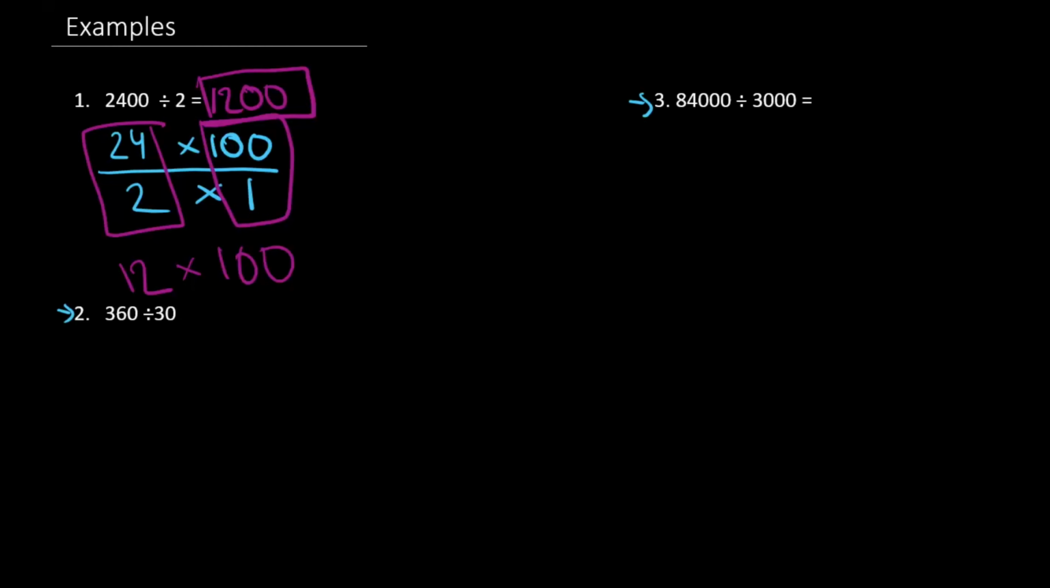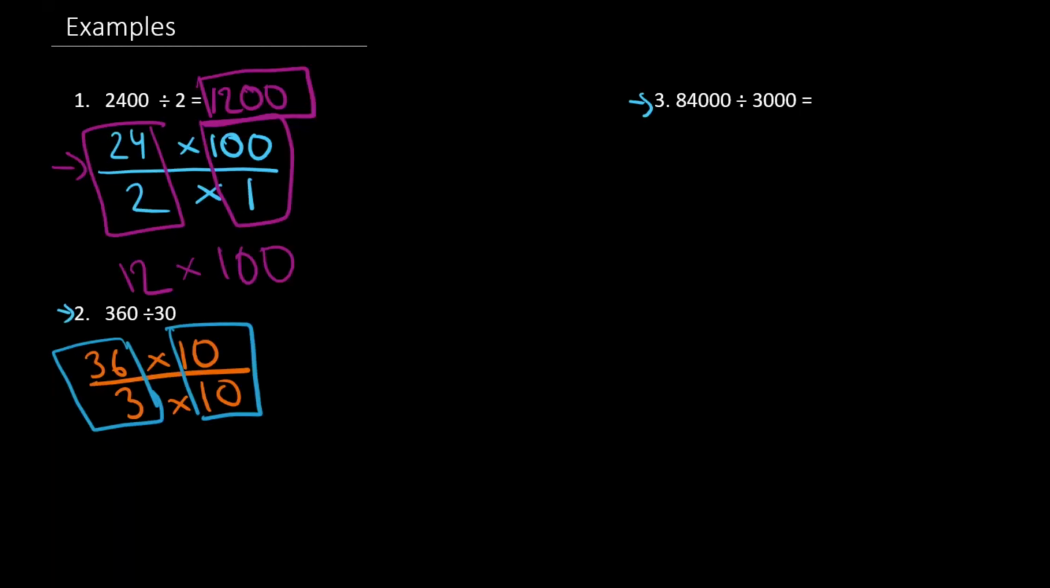Now, let's do the second question with both methods. I'm going to do the first method first, and then I'm going to show you the second method later. So 360 divided by 30. 360 also equals 36 times 10. And 30 also equals 3 times 10. Now you put a fraction bar and then you separate it using lines. You can just put it like this, or you can box it like I do.